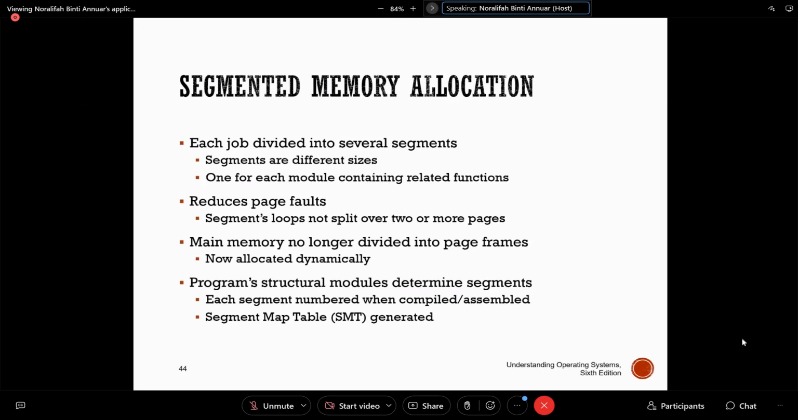Okay, the concept is the same with the page, cuma size dia tak sama. Okay, it's a different size. One for each module containing related function can reduce the false fault. So you nak reduce false fault dia.